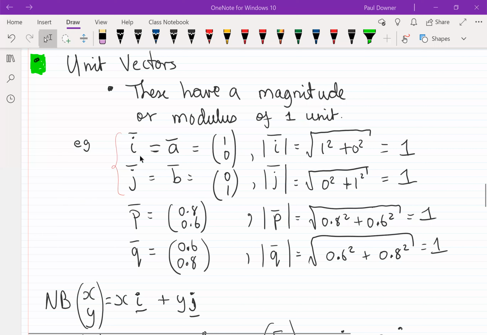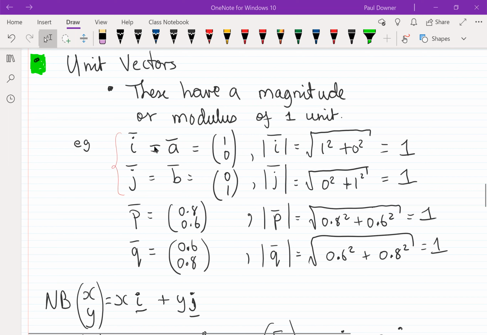In some textbooks, the vector I is called A and the vector J is called B. Or in our textbook, we would mainly see these here. And the vector I has these components, 1, 0, and J has the components 0, 1. All right, so you could always draw those out and see what these are. But the main thing about unit vectors is that they have a magnitude or a modulus of 1 unit.